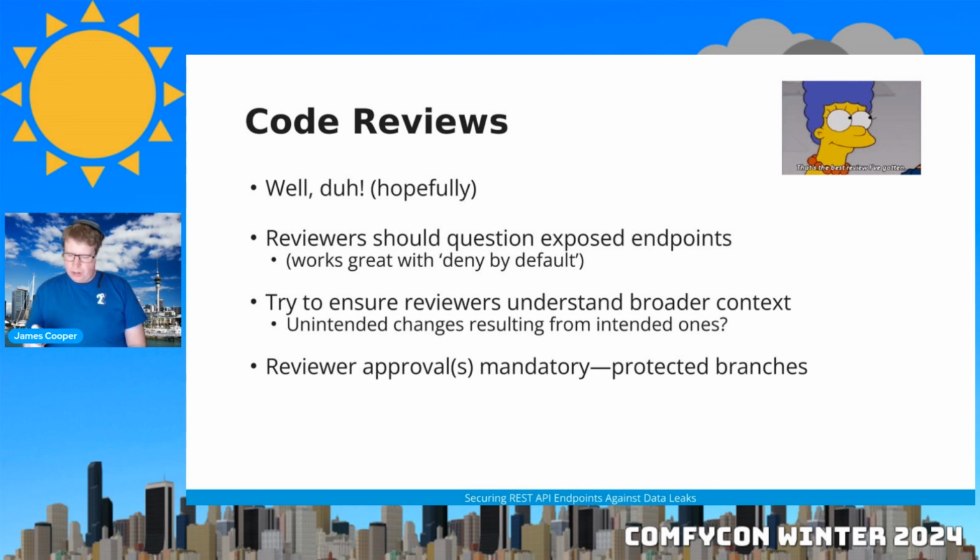And so if you've got deny by default, where they have to put the attribute onto it to say anonymous users are allowed, then it becomes very obvious to the reviewers that this is anonymous, and they can say, well, why is that? That doesn't make sense to me.